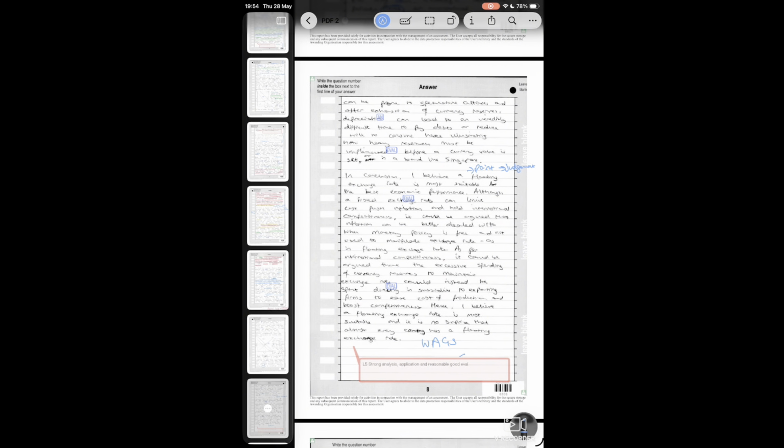Although a fixed exchange rate can limit cost-push inflation and hold international competitiveness, it could be argued that inflation can be better dealt with when monetary policy is free and not used to manipulate the exchange rate, as in floating exchange rates. As per international competitiveness, it could be argued that there is excessive spending of currency reserves to maintain the exchange rate, which could instead be spent directly on subsidies to exporting firms to ease cost of production and boost competitiveness. Hence, I believe a floating exchange rate is most suitable, and it is no surprise that almost every country has a floating exchange rate.